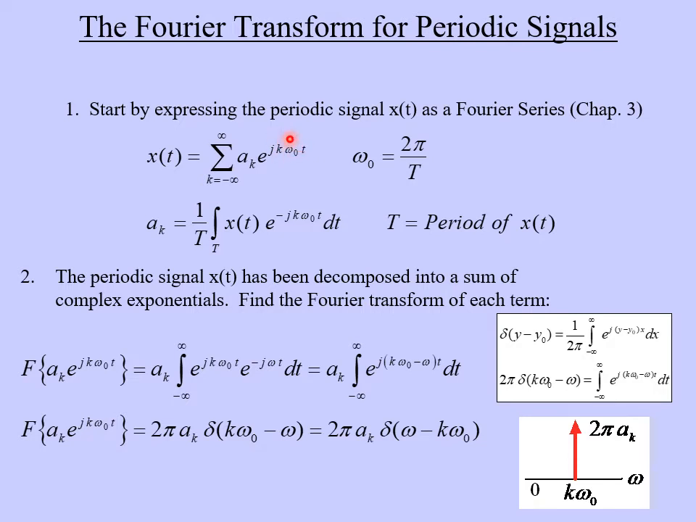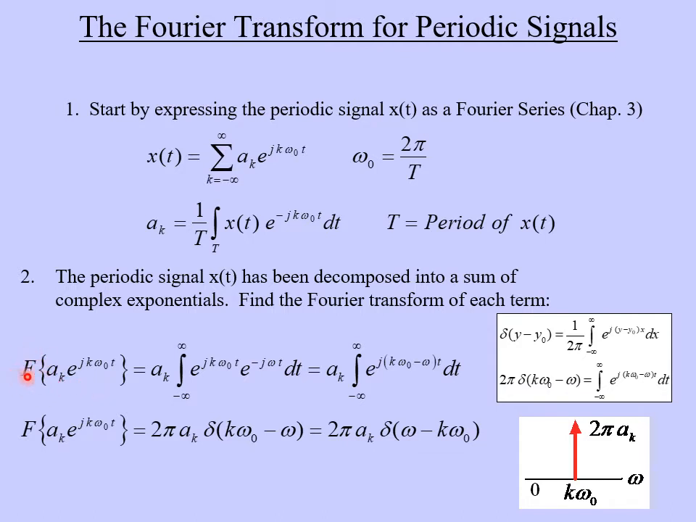So basically, this is a quick review of chapter 3. A periodic signal can be expressed as a sum of harmonic frequency components of that signal. The way to proceed here is, this is an infinite sum with all these terms. What we're going to do is basically just find the Fourier transform term by term. So if we just look at what's inside this summation symbol, it's a sub k times e to the jk omega naught t, and we want to find the Fourier transform of that.